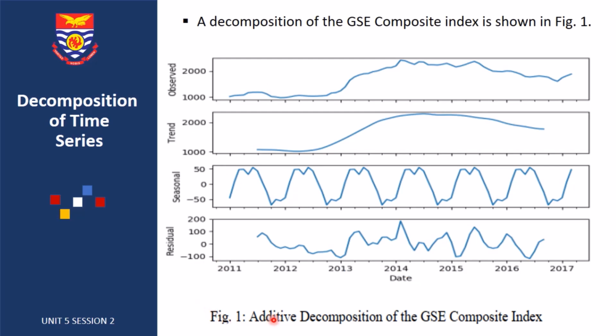Figure 1 is simply an additive decomposition of the Ghana Stock Exchange Composite Index, where the dataset has been decomposed into the various series or components, including the residual or the error, the seasonal, and also the trend. So this is the overall observation. You see how the trend moves, and with the first observation, we are looking at the raw data without it being decomposed, and you could see the patterns.